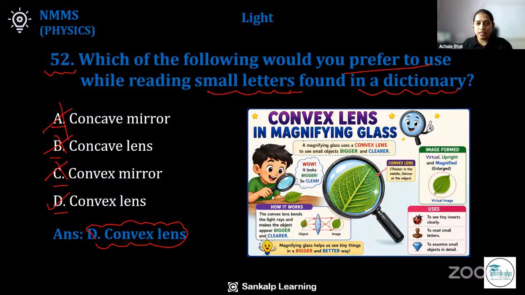Here, convex lens in magnifying glass. Magnifying glass uses convex lens to see small objects bigger and clearer. Convex lens is thicker in the middle and thinner at the edges. Image formed is virtual, upright and magnified, that is enlarged image. Magnifying glasses help us to see tiny things in a bigger and better way.